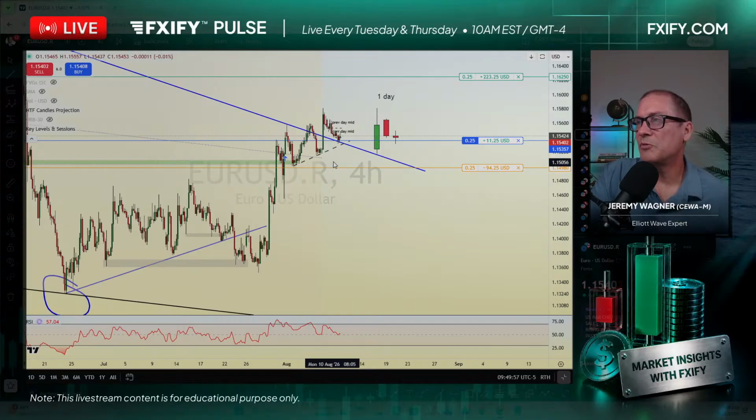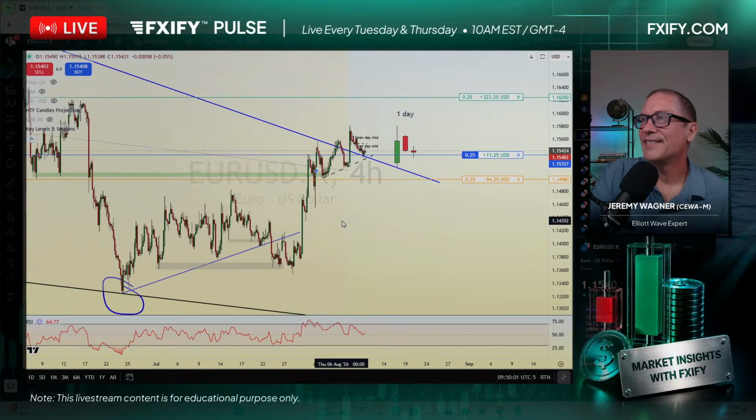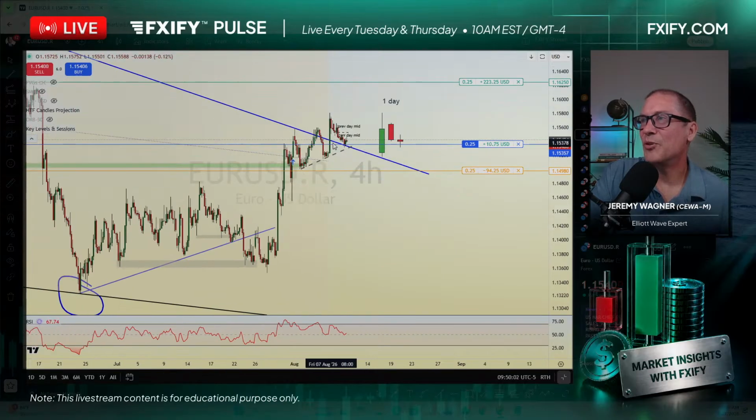This one I'm losing some patience on. It broke the trend line and then it's just sitting there. I don't know that it's even thinking about what it wants to do. It's just sitting there.